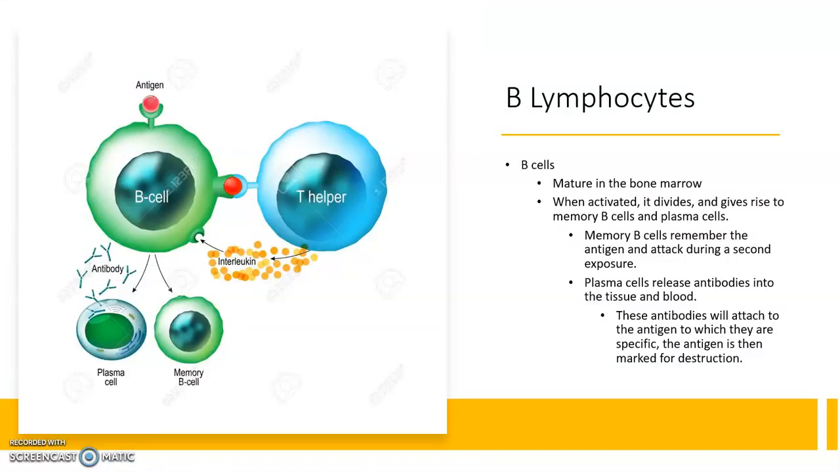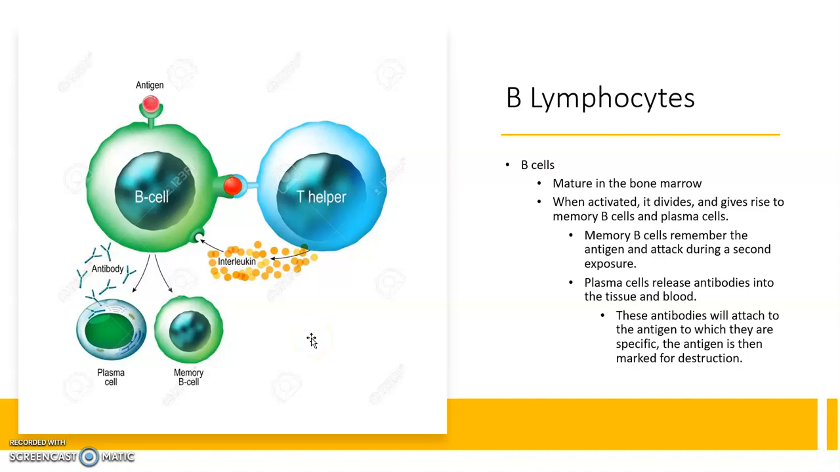The next lymphocyte are B cells. So B cells, they mature in the bone marrow, hence the name B cell. And when a B cell becomes activated, and again, that's typically in response to interacting with a helper T cell, it is going to differentiate into plasma cells and memory B cells.